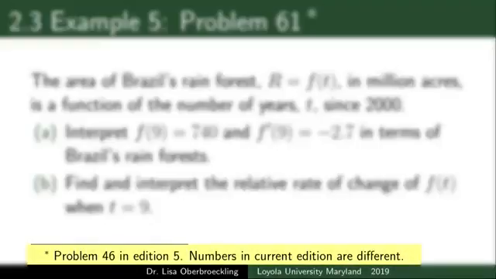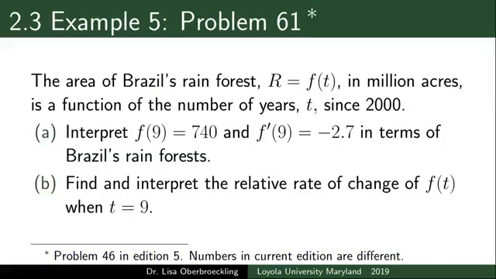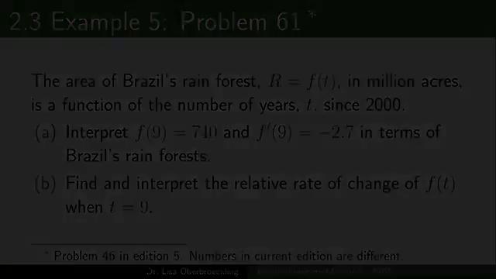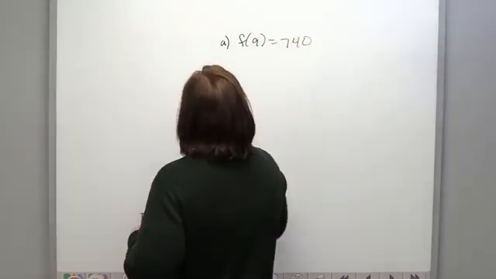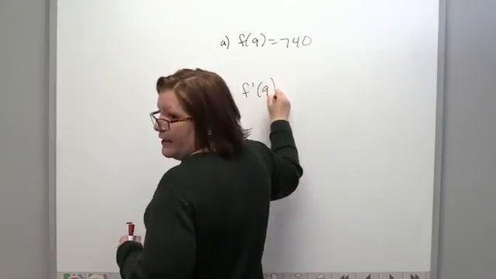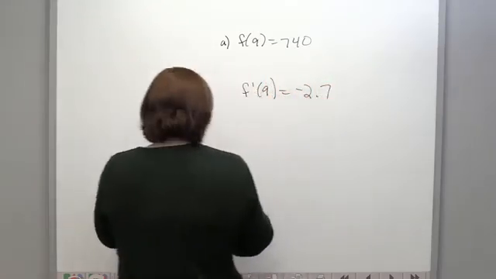In this example, we're looking at number 46 in section 2.3 of the book. The area of Brazil's rainforest, R equals f of t, in millions of acres, is a function of the number of years, t, since 2000. In part A, we're asked, similar to some other problems, to interpret f of 9 equals 740 and f prime of 9 equals negative 2.7.